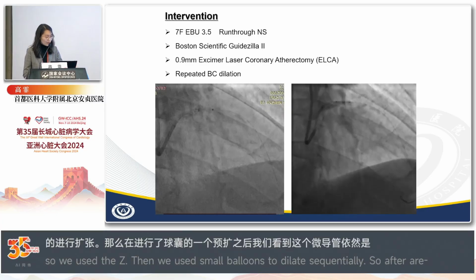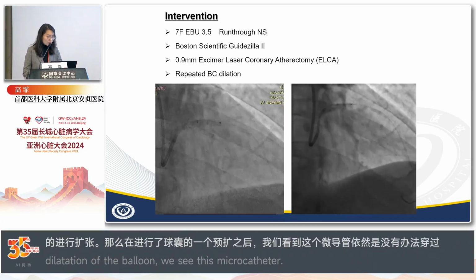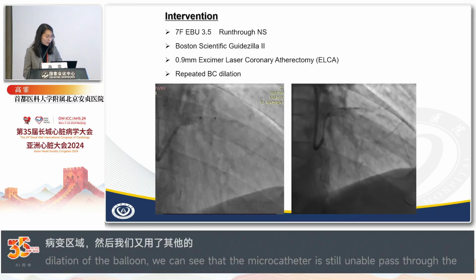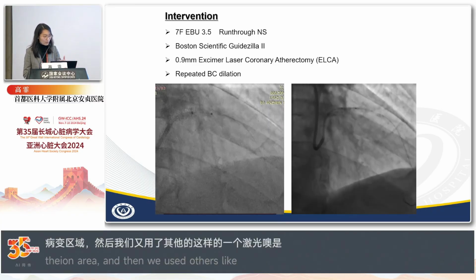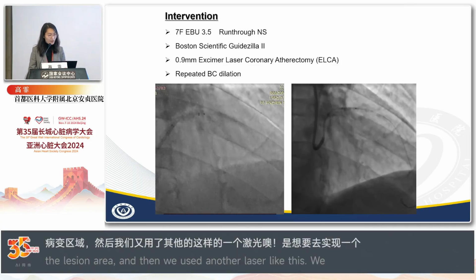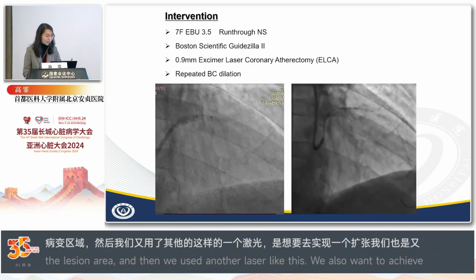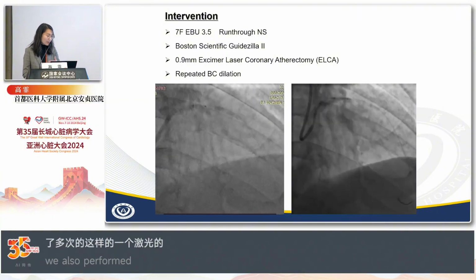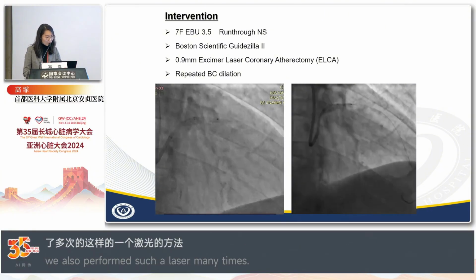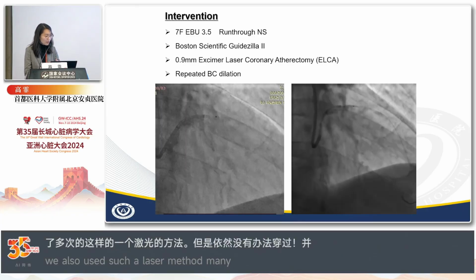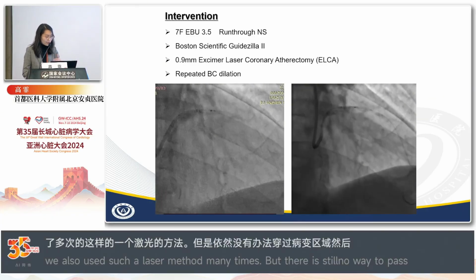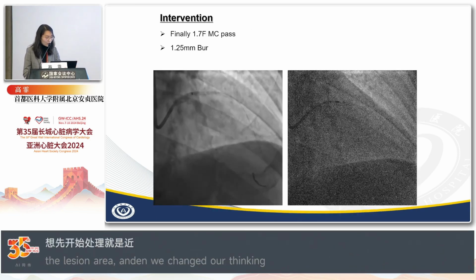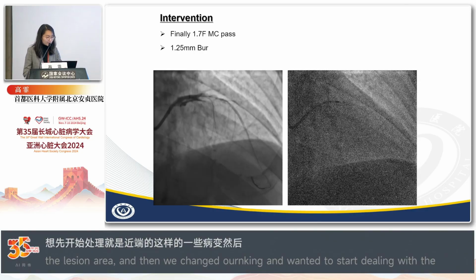Then we use excimer laser to try to modify the proximal part of the lesion. So we use laser atherectomy multiple times, but the laser does not cross the lesion; we just use it to modify the proximal part of the lesion. And after laser treatment, we use traditional balloon predilation.